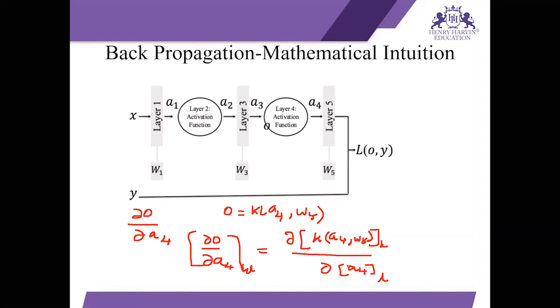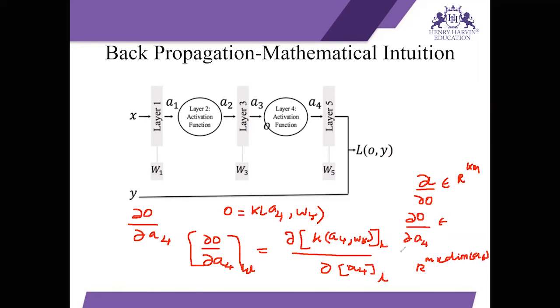Now we also calculate the derivative of the loss with respect to the output, that is a gradient vector, right? So ∂L/∂O. Hope you remember this, right? So we multiply this gradient vector with the Jacobian ∂O/∂A4 that we got here, and this gives us a gradient vector.